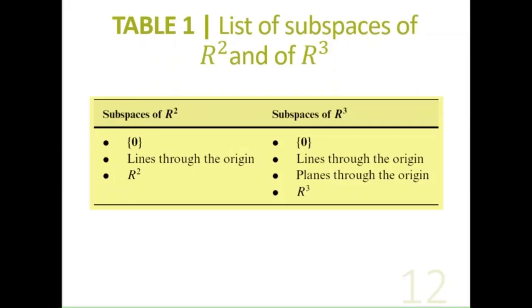So section 4.2 gives us handy Table 1, and this is the list of subspaces of R2 and R3 that we've encountered so far. You'll see that the subspaces of R2 that we've looked at are obviously the zero subspace, lines through the origin, and certainly R2 is a subspace of R2, because remember, there are at least two subspaces: the zero subspace plus the space itself. And then for R3, we've got the zero subspace, lines through the origin, planes through the origin, and R3 itself. So a handy little table there that I'd recommend bookmarking.